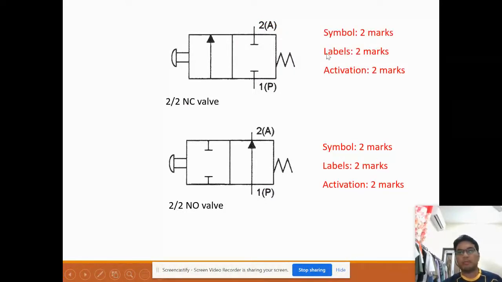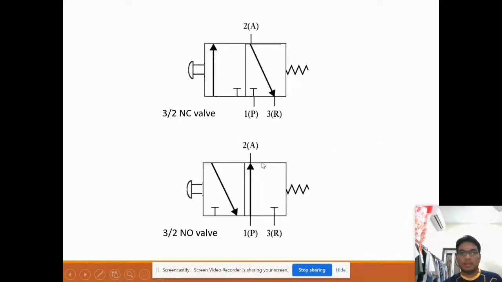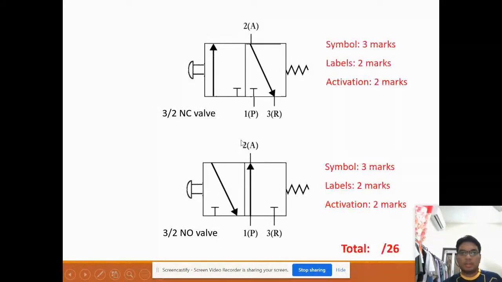This is some of the marks that can be given if you have done it the correct way. For the 2/2 NC valve, normally closed, and for the normally open it is the opposite. The same goes for the 3/2, which has 3 ports, and the normally closed one. You can refer to 1P.